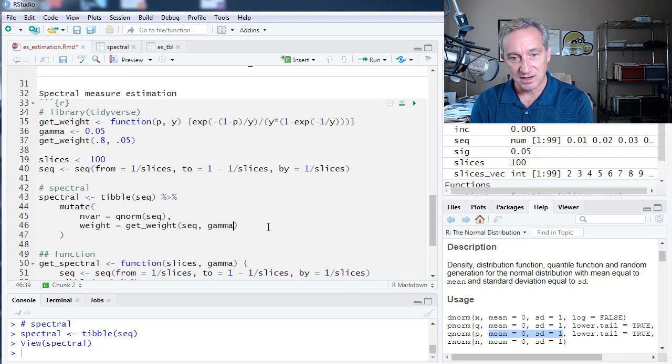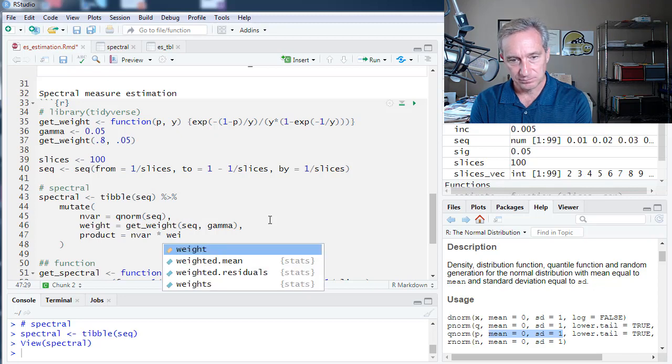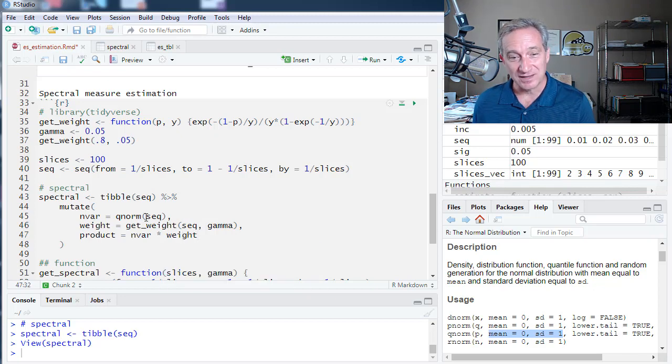And I need a gamma parameter, which is just part of the get weight function, and it's not going to change here. It's going to be 0.05, because I'm just using Dowd's example. And then I'm going to take the product of those, nvar multiplied by the weight, in the mutate. So cool, because I can do what's called lazy evaluation, right? I haven't even executed this, and I'm using the weight that I've just defined, the level above it. I think that's called lazy evaluation. And then my mutate is done.